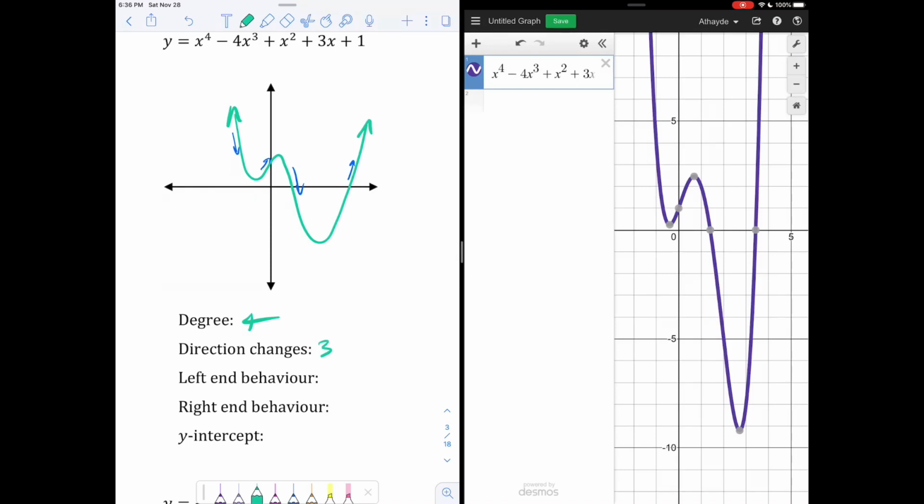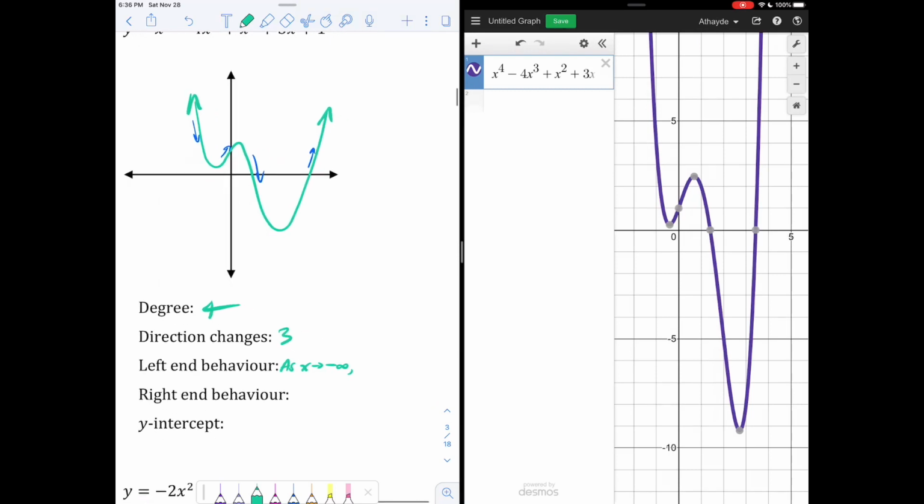The left end behavior, so over here, as x is becoming super negative, as x approaches negative infinity, y approaches positive infinity, because it's going up and up and up. It's just becoming more and more positive. And on the right side is where x is approaching positive infinity, right? We're skyrocketing that way for x. Y is going up, up, up. So y is also approaching infinity. And the y-intercept here is at 1.